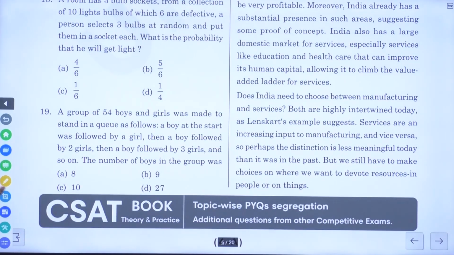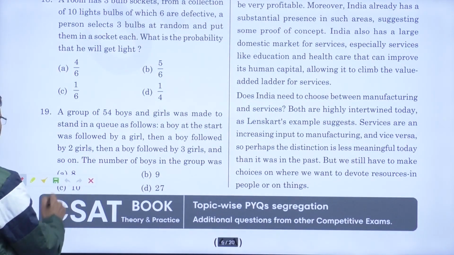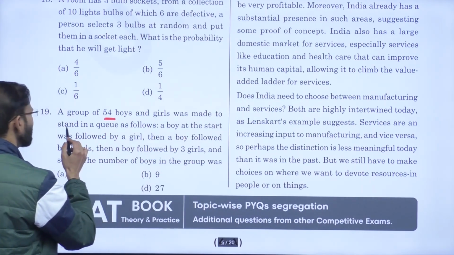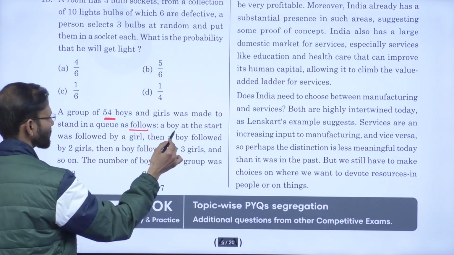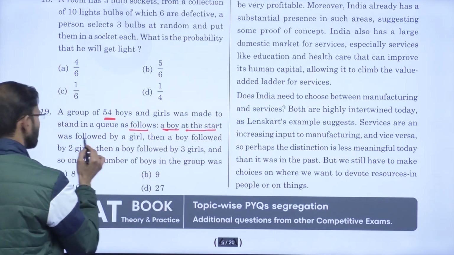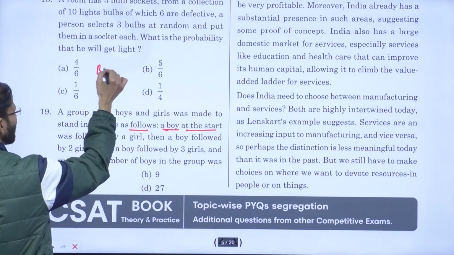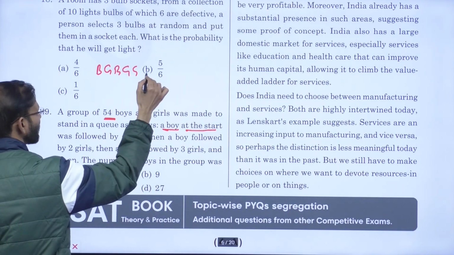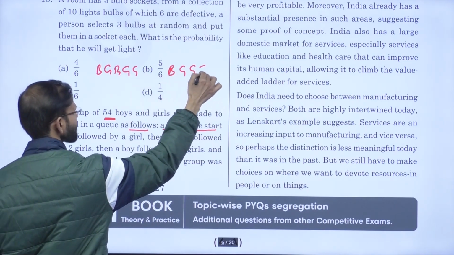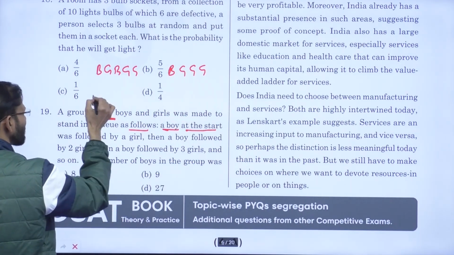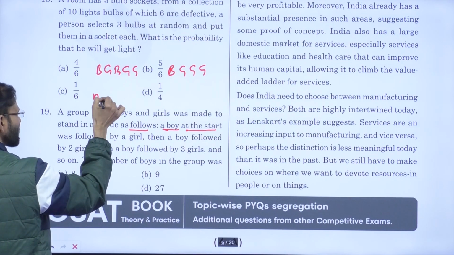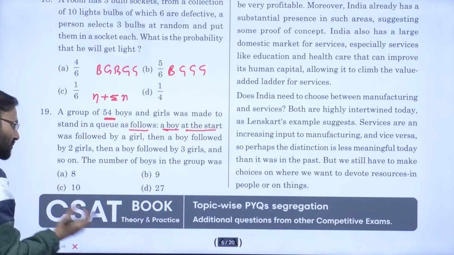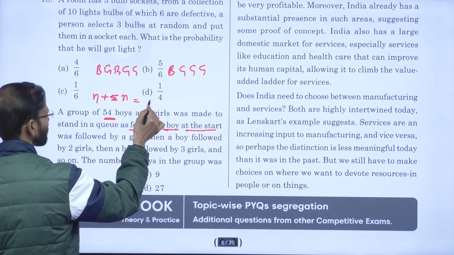Guys, question number 19. The pattern is: a group of 54 boys and girls was made to stand in a queue as follows. A boy at the start, followed by a girl. So boy, girl, then a boy followed by 2 girls, then a boy followed by 3 girls. So if we have n boys, then we have sigma n girls. So n plus sigma n is the total number, and this is given as 54.